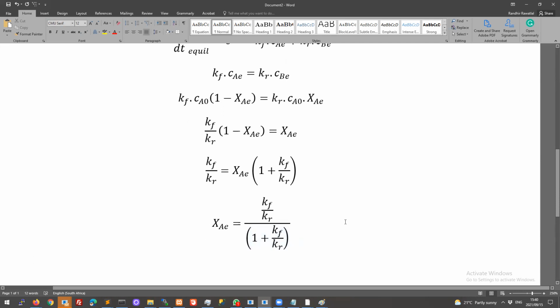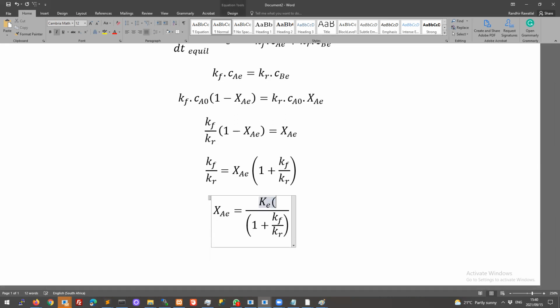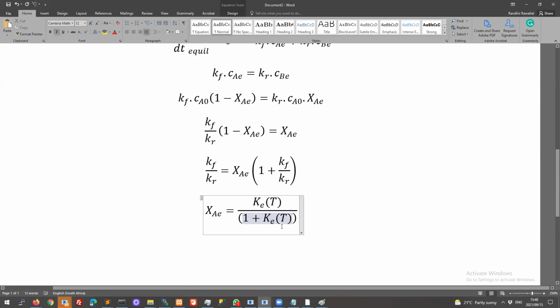Okay, so this now gives us a nice relationship between conversion and temperature, right? Because both these are Arrhenius expressions, right? You've got an Arrhenius expression for the forward and the reverse. And so on both sides, you have a temperature function. So I just want to replace this by KE, the equilibrium constant. And it's the same for this one, right? Okay, and so this function has an exponential dependence on temperature, and this is the conversion.